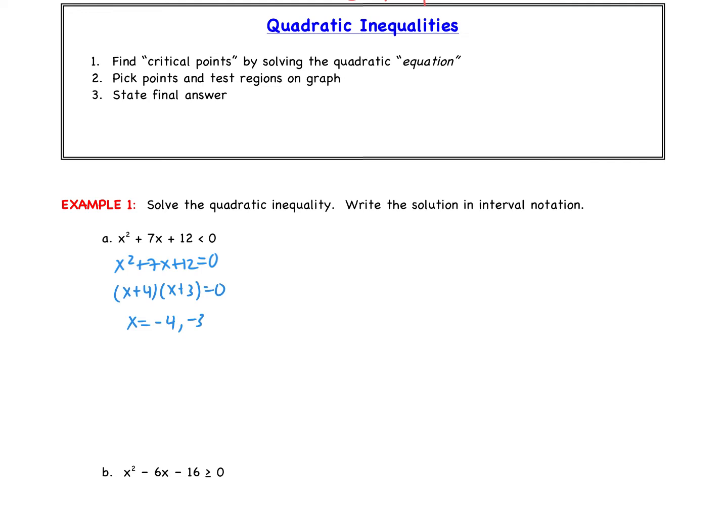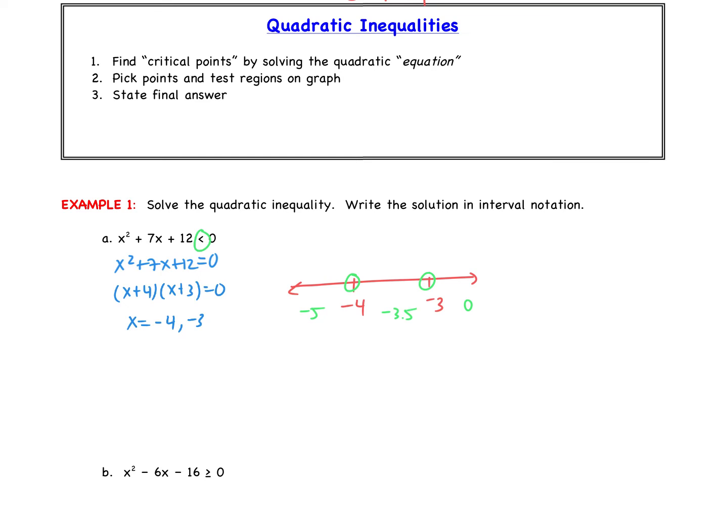Now, like absolute value, next thing that we're going to do is draw a number line. So like absolute value, we're going to have our number line that has -4 and -3 on it. And then we're going to have some test points to plug in. Before we do that, though, I want us to notice the inequality does not have an equal sign. So at both of these values, it's going to be an open circle. So let's choose some values to plug in. I'm going to plug in 0, -5, and then maybe -3.5.